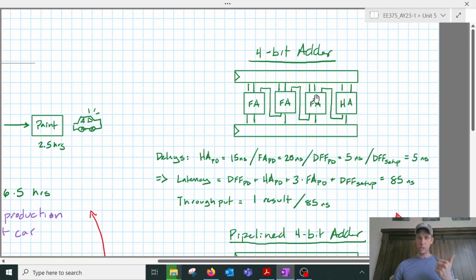So I add the propagation delay of the half adder to figure out how long it takes information to get here. Well, now I've got 3 full adders that are all chained next to each other. So I have to wait for information to go through this full adder, and then this full adder, and then this full adder before this last bit is known. So I have the propagation delays from 3 full adders to account for.